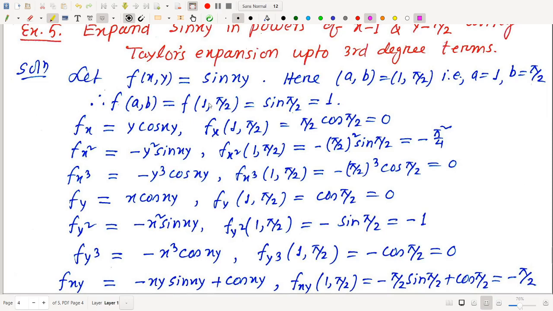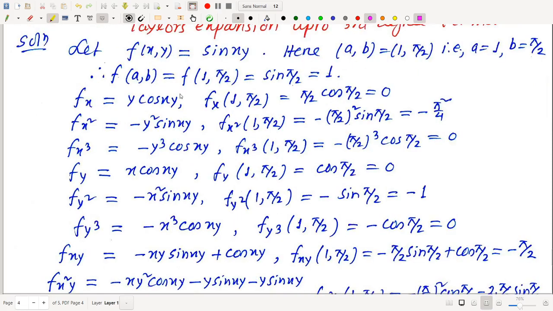So f(a, b) is sine of pi by 2, f(1, pi by 2): x is 1, y is pi by 2, sine pi by 2 is 1. Then f suffix x: sin xy derivative with respect to x, y constant. So cos xy into y. So y cos xy, because y is constant when we differentiate with respect to x. And so the partial at the point (1, pi by 2), the value is pi by 2 into cos pi by 2, cos pi by 2 is 0.